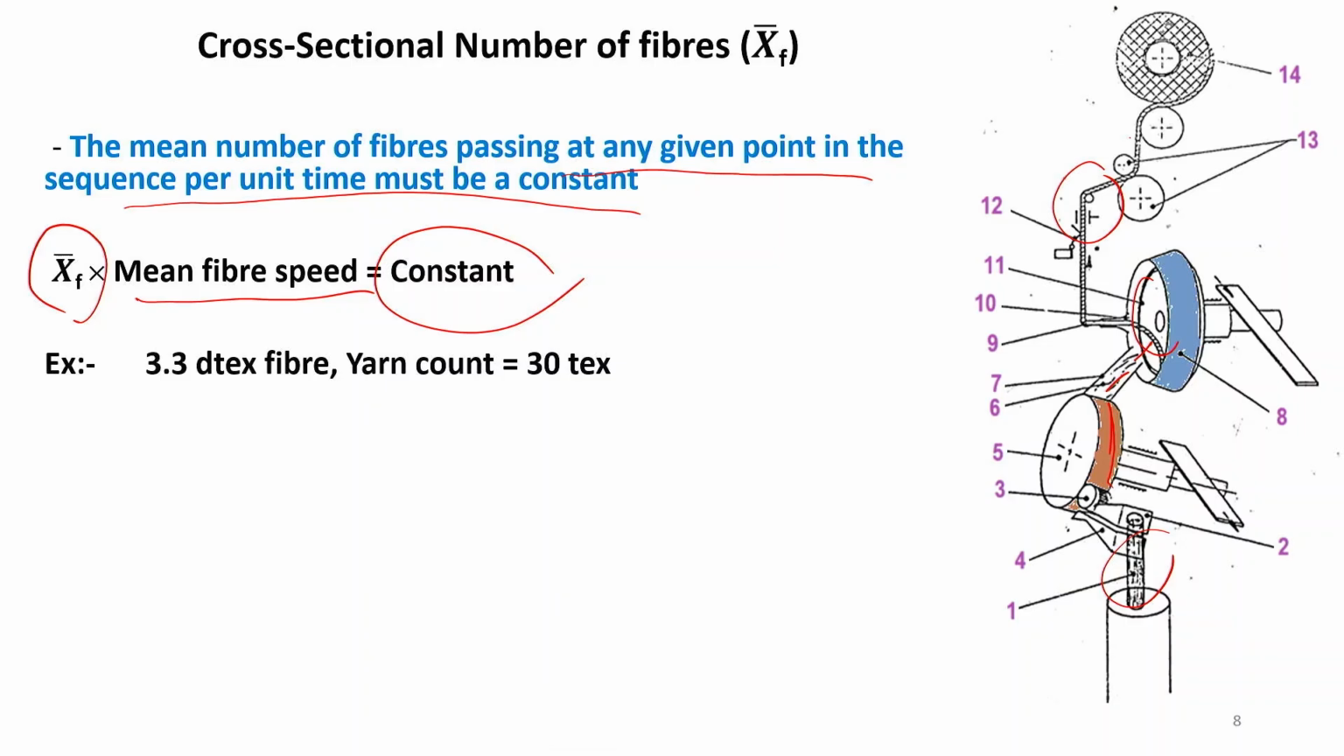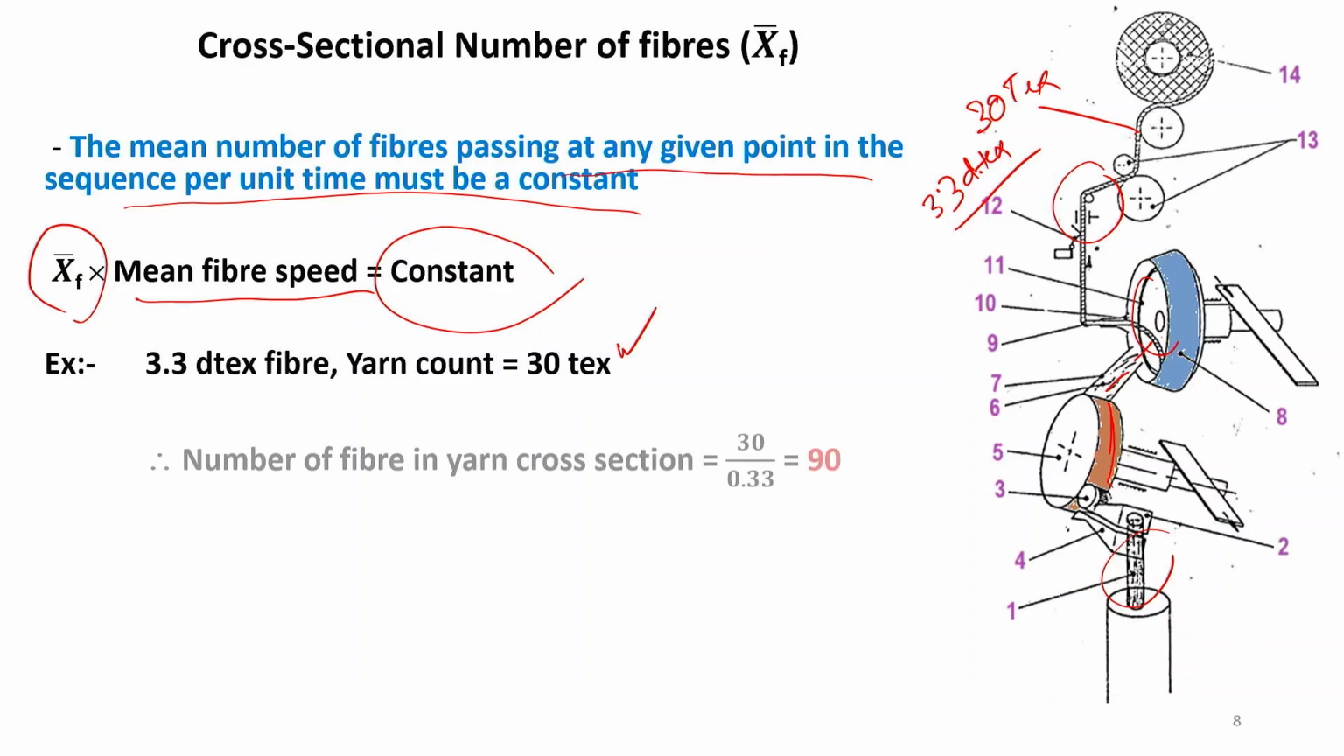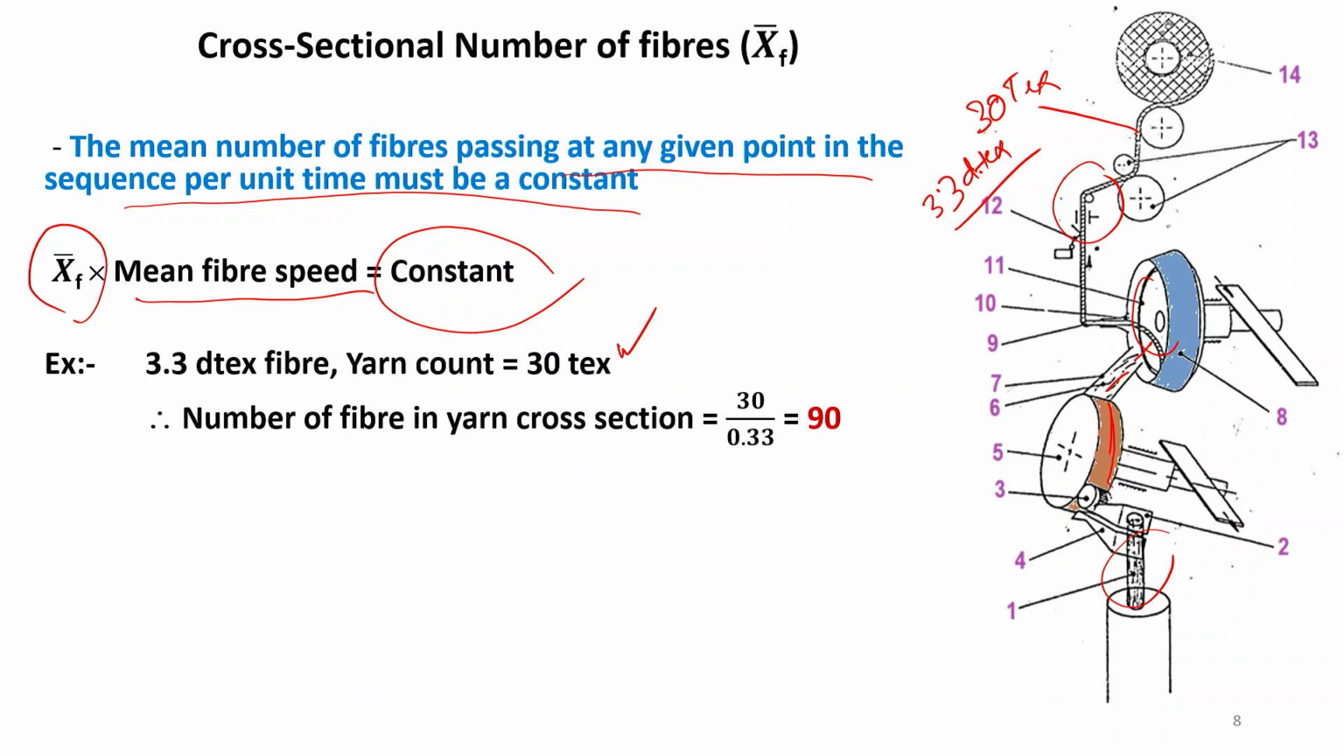For example, say we have 3.3 decitex fiber and we are producing 30 tex yarn. This 30 tex yarn is produced from 3.3 decitex fiber, that is 0.33 tex. So, the number of fibers in the yarn cross section will be 30 divided by the fiber tex 0.33, which is about 90. So, we have 90 fibers in the yarn cross section.